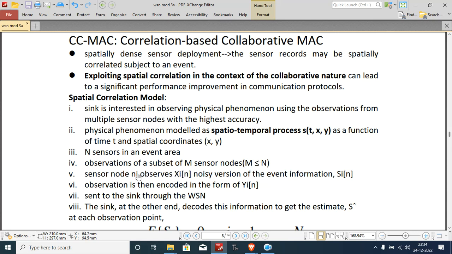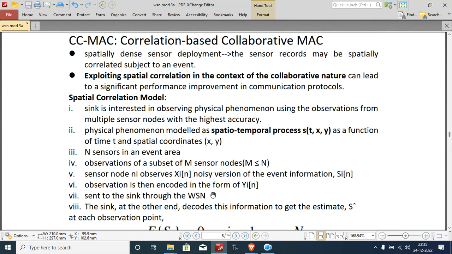Sensor node Ni observes. So this observation done by a sensor node Ni can be thought of as Xi(n), which is a noisy version of the event information capital S subscript i of n. So this is the actual information, and because it is getting captured by some sensor node, that too under the influence of the environment, which involves noise in it. So this is the noisy version of the same information represented as X.